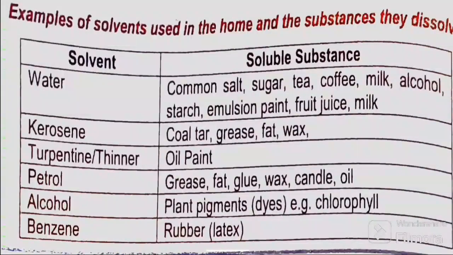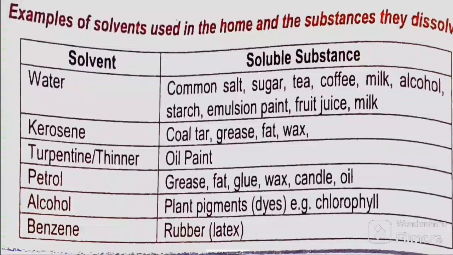Let's look at examples of solvents that are used in our homes and the substances they can dissolve. When we look at water, water can dissolve many things. Salt is soluble in water, sugar is soluble in water, tea is soluble in water, coffee will take the milk, alcohol, starch, emulsion paint, fruit juice, and milk are all soluble in water.